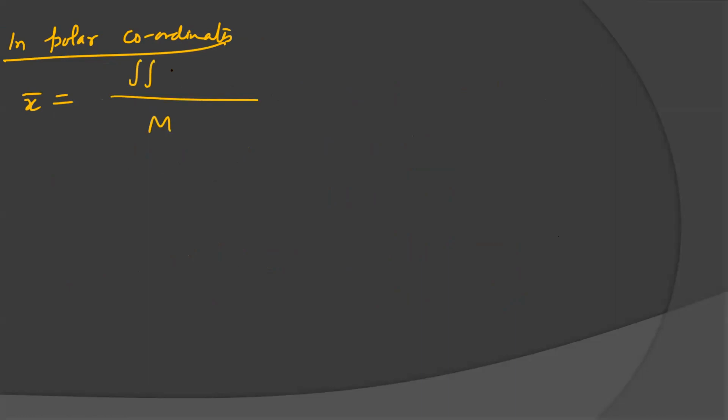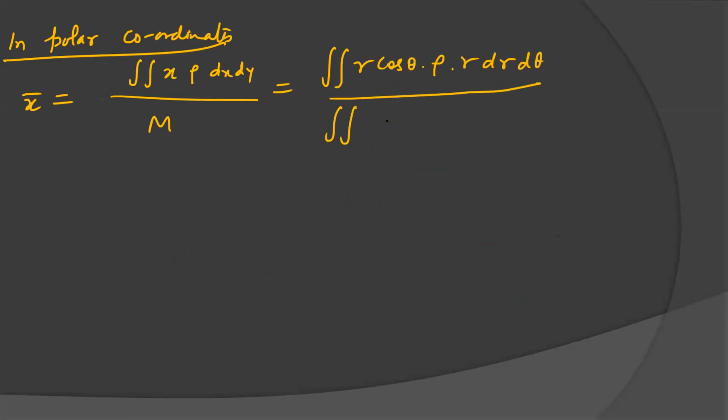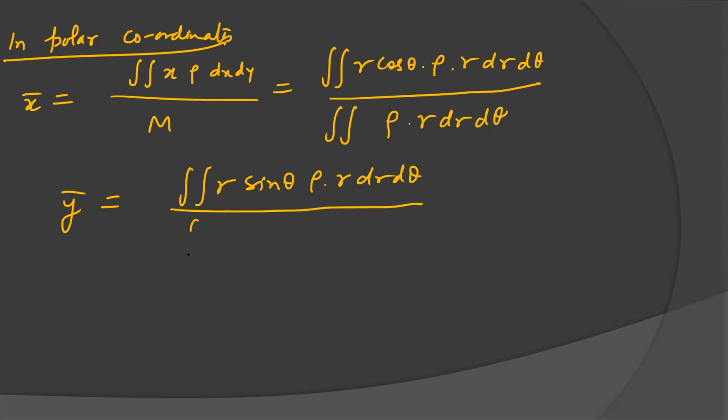In polar coordinates, you can make the formula very easily. x bar is equal to the integral of x rho dx dy over the total mass. So convert to polar. What is x? r cos theta, into rho, and dx dy is r dr d theta. And we know that the mass was rho into r dr d theta. Similarly, y bar will be equal to r sin theta rho into r dr d theta over rho into r dr d theta. We cannot take rho outside unless it is given as constant.